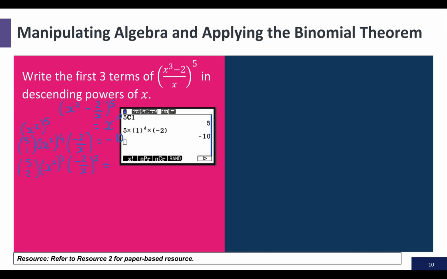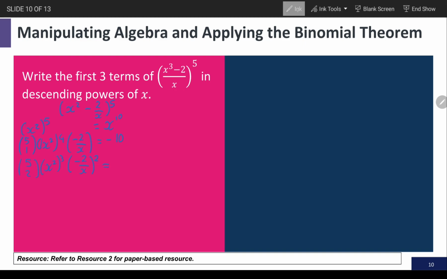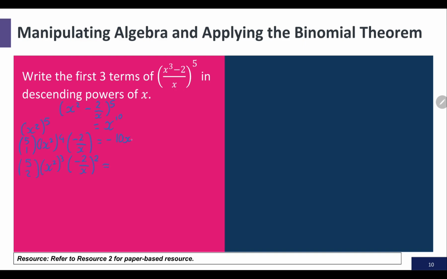So it's minus 10. Okay, I'm going to do this one in 2 stages. So I'm going to have x to the power of 8, and it's going to be divided by x because that's a denominator. So I'm going to end up with minus 10 x to the 7.